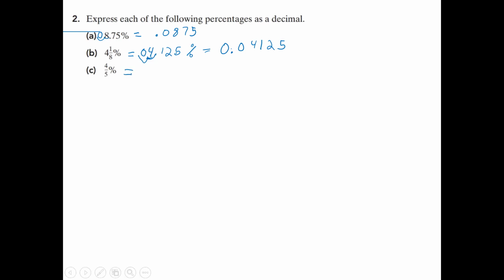Sometimes we deal with fractional percents. This is 4/5 out of every 100. And there's still nothing wrong with that. You will see this from time to time when you're seeing advertisements. 2 1/3% or something like that. So 4/5 percent, well, we can first write the 4/5 as a decimal. That's 0.8.